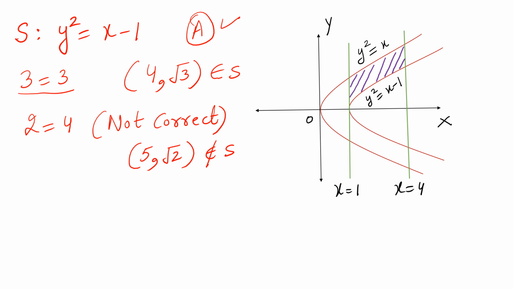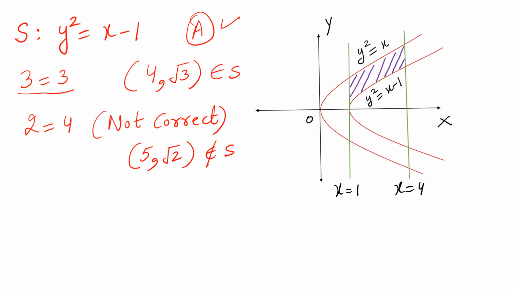Now students, to check the remaining two options, we have to find the area of the region R, which is lying in the first quadrant and enclosed between the parabola y square equal to x, the curve S, and the lines x equal to 1 and x equal to 4. You can see the shaded region R in the given figure. We have to find the area of this shaded region.